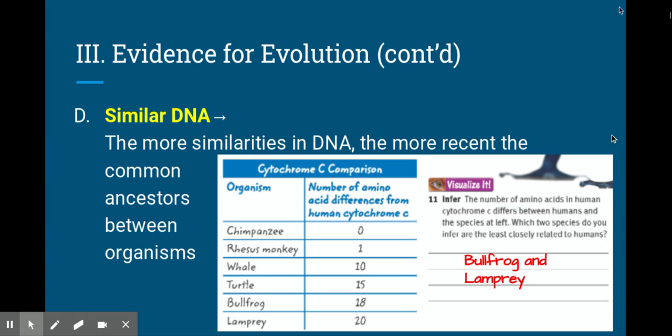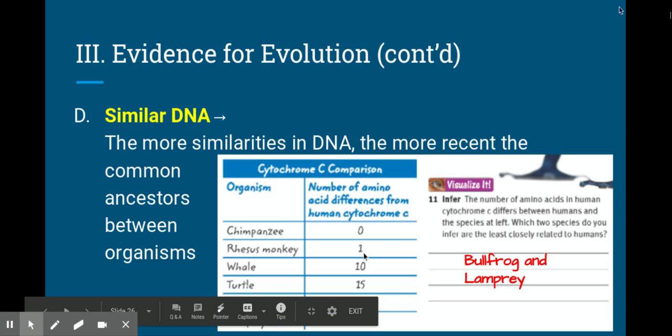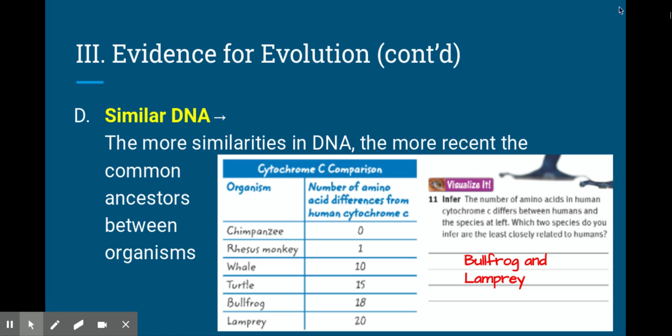So these are all the number of differences from humans. So chimpanzees, in this particular amino acid that we're seeing, humans and chimpanzees have 0 differences. We're very, very similar. Rhesus monkeys, there's only 1 difference. So again, very, very similar. Whales are also mammals, just like us. So there's only 10 differences in that particular trait. But then the farther back you go, turtles, bullfrogs, lampreys, the more differences you see in those traits.